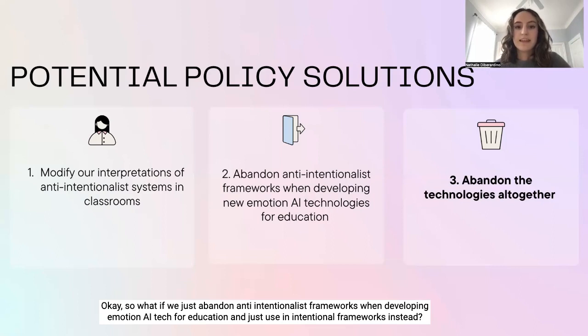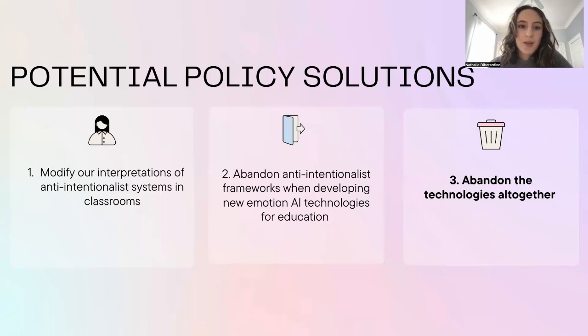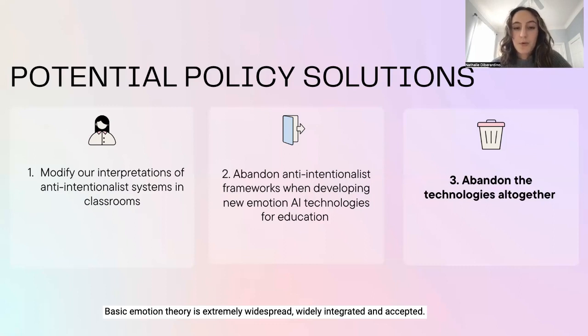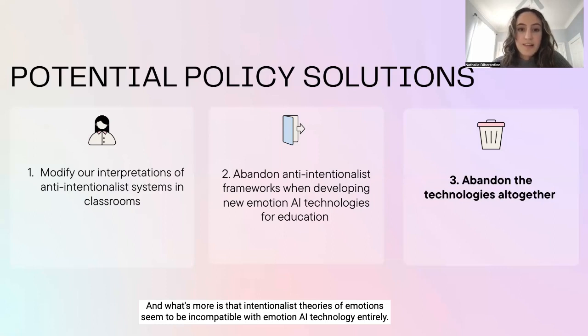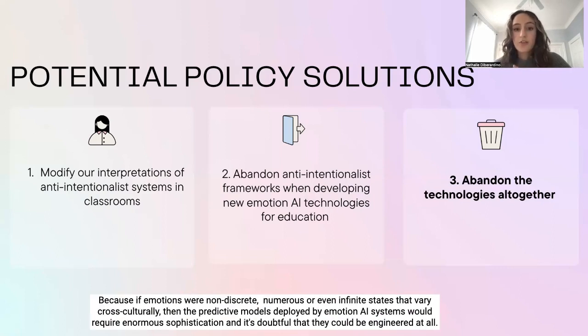Okay, so what if we just abandon anti-intentionalist frameworks when developing emotion AI tech for education and just use intentionalist frameworks instead? But we submit this won't work either. Basic emotion theory is extremely widespread, widely integrated, and accepted. And what's more is that intentionalist theories of emotion seem to be incompatible with emotion AI technology entirely. Because if emotions were non-discrete, numerous, or even infinite states that vary cross-culturally, then the predictive models deployed by emotion AI systems would require enormous sophistication, and it's doubtful that they could be engineered at all.